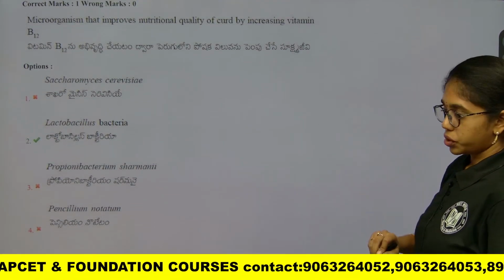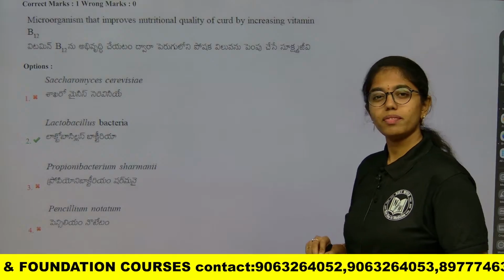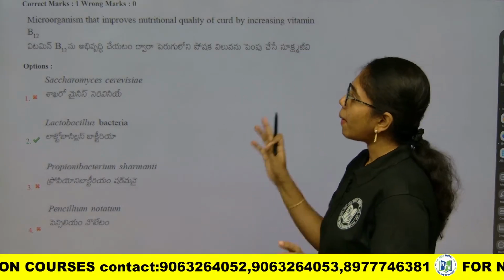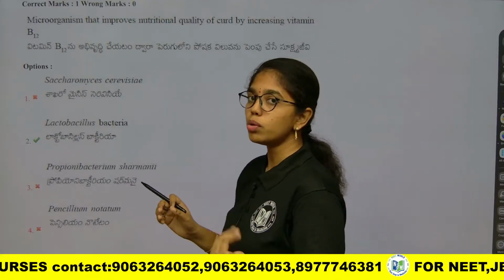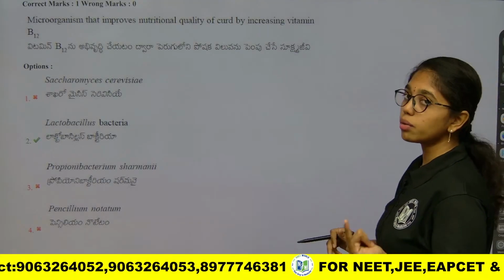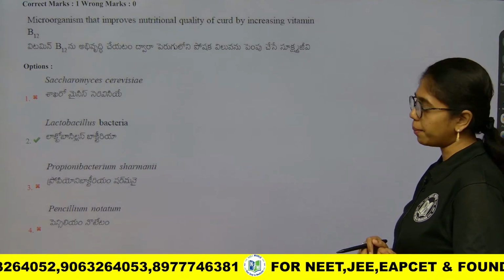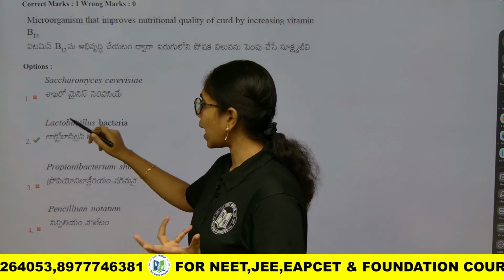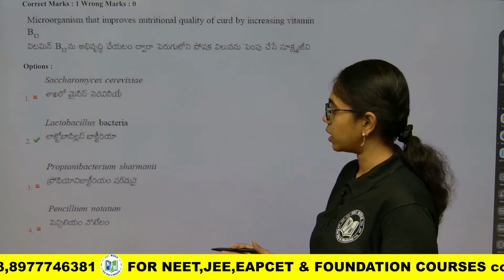Look into this question. This is from microbes in human welfare. Very simple question. Just by looking into this you can answer. Microorganisms that improve the nutritional quality of curd by increasing vitamin B12, that is cyanocobalamin. So what is that bacteria? Curd making bacteria, Lactobacillus. That's it. It is very simple.